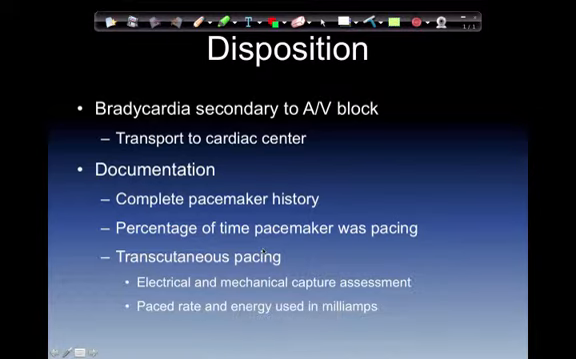Disposition. Where do we take these patients? Bradycardia secondary to AV block: transport them to a cardiac center. As far as documentation, please complete any pacemaker history that you have, the percentage of the time the pacemaker was pacing, and, if you're transcutaneously pacing the patient, electrical and mechanical capture assessment. Be sure you have a spike followed by a wide QRS and an associated central pulse, and pace rate and energy use in milliamps.